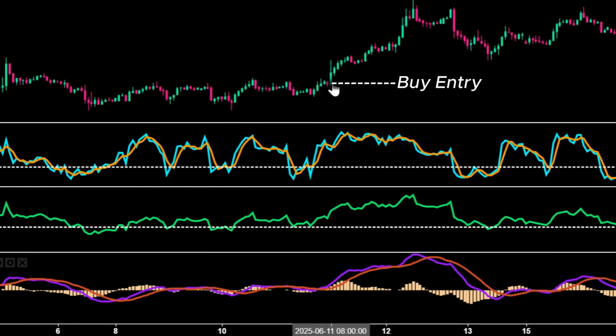For risk management, place your stop loss just below the nearest swing low. This limits your losses if the trade goes wrong. For the take profit, set it at twice the stop loss distance from your entry. This gives you a nice reward relative to your risk.